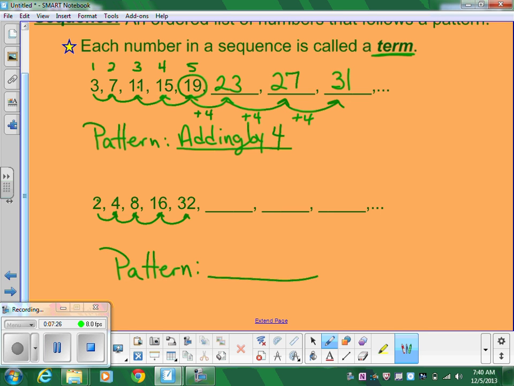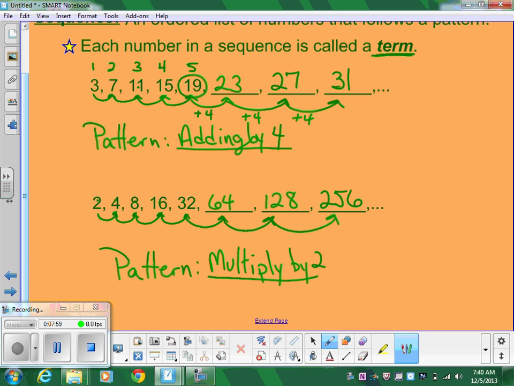We're actually returning to a sequence where the pattern is multiplying by 2. Which means the very next term in our series of numbers in our sequence would be 64, followed by 128. Can you determine the next number? The next term should be 256.